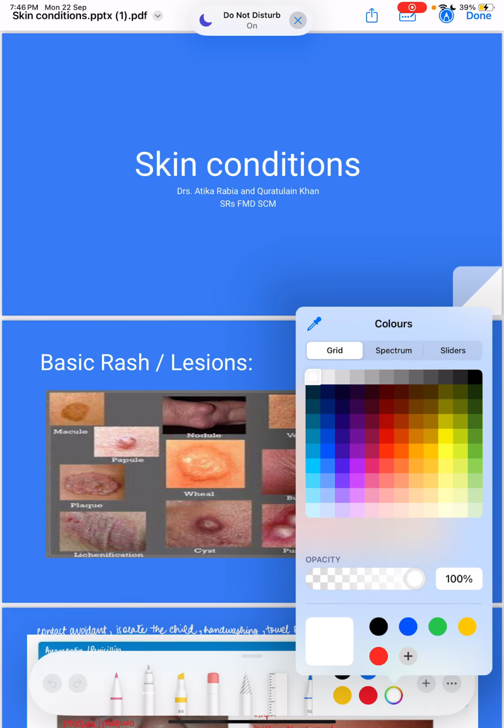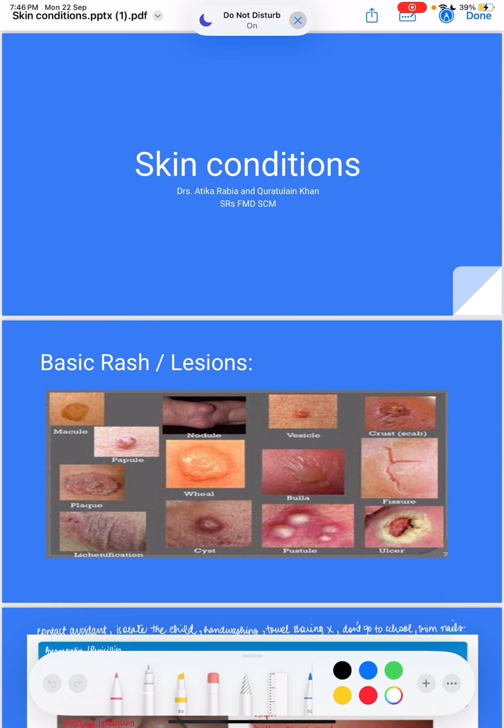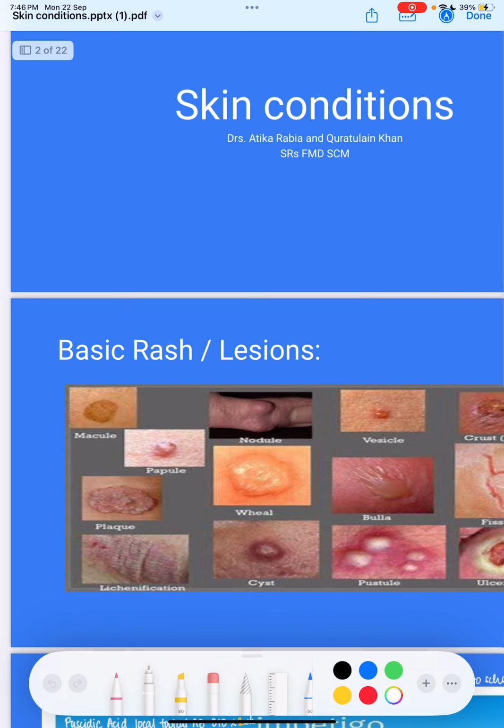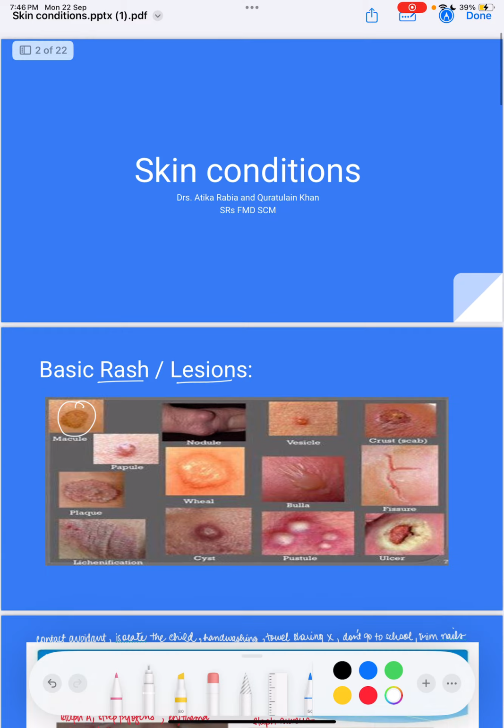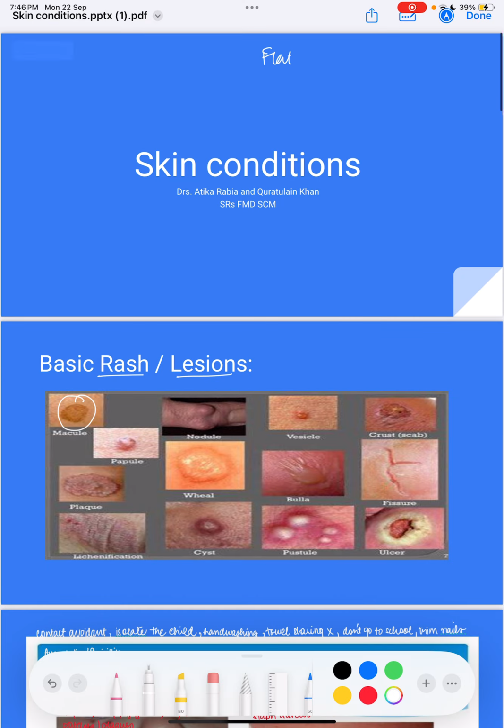Okay guys, today we're going to be looking at different skin conditions, but first let's revise basic rash and lesions. We did this in internal medicine maybe. Let's just categorize it real quick. So we have flat lesions, right? And in flat lesions we have two options. One is macule and one is patch.